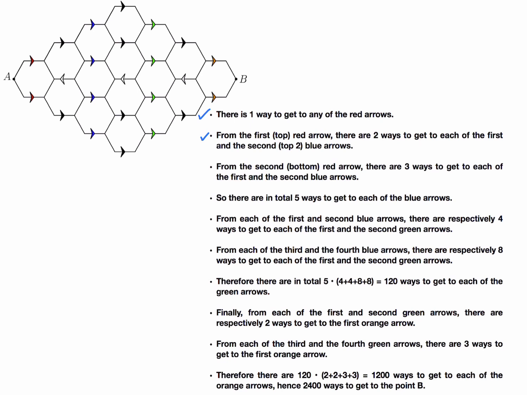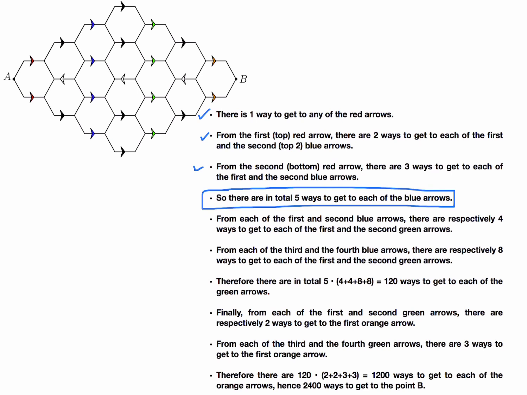From the second bottom red arrow, which is this one, there are three ways to get to each of the first and second blue arrows. So one way, of course, is this path. Another way is this path right here, going back like that. And then another way is this path right here. So there's three ways. So in total, there's 5 ways to get to each of the blue arrows. So this is very important.